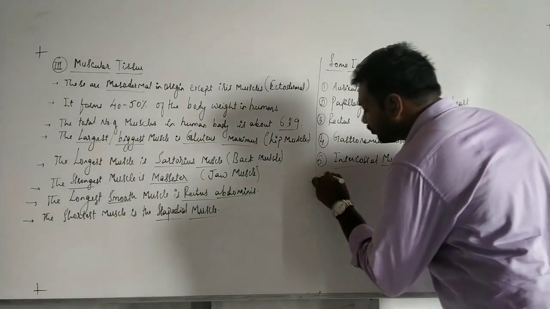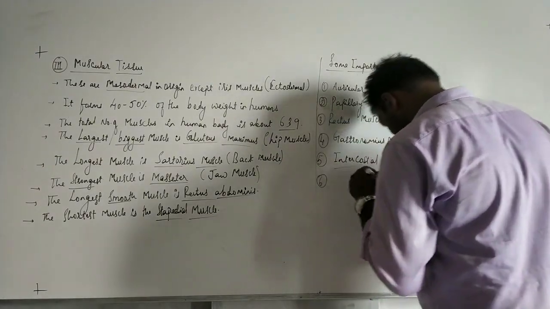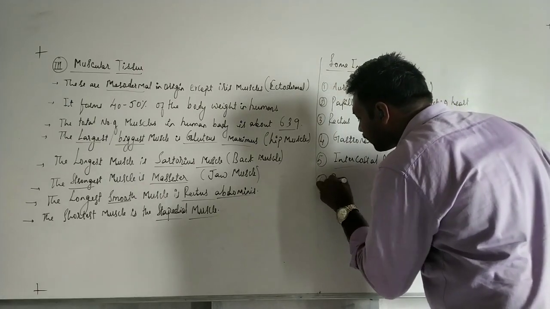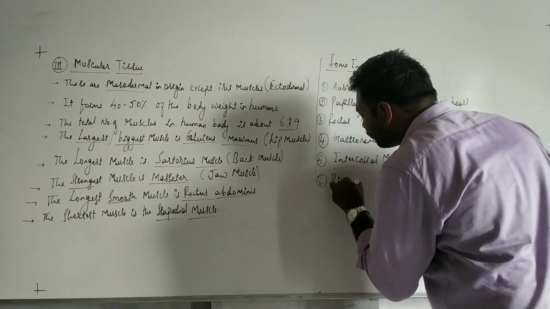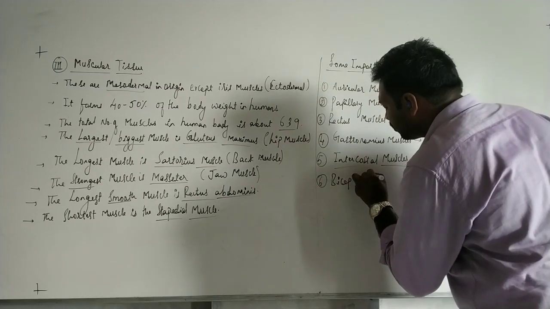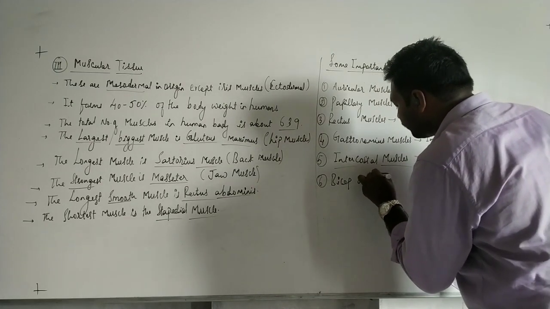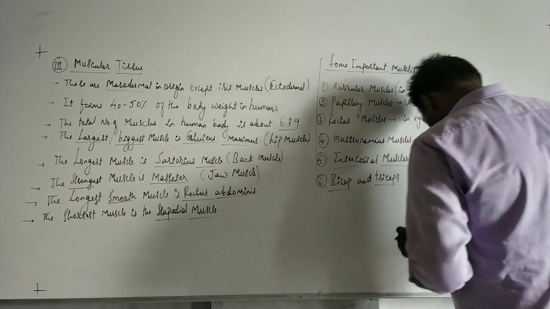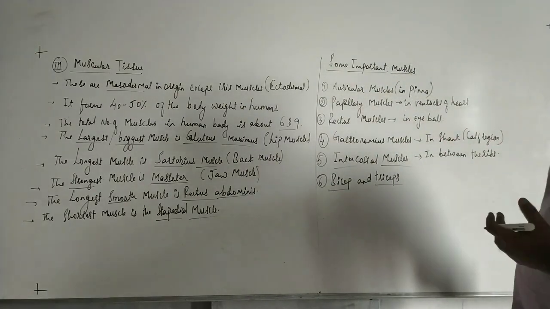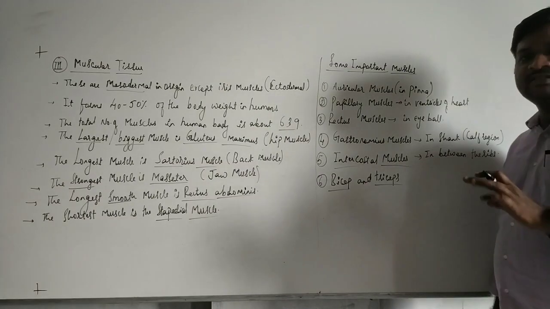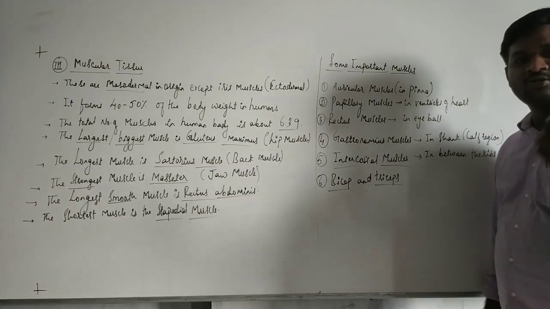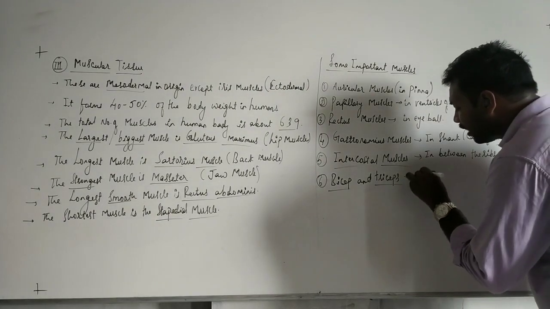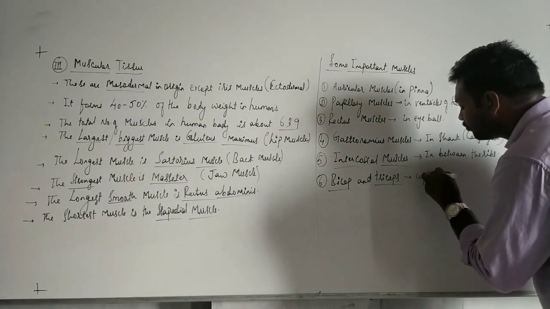The next, sixth type of muscle is bicep and tricep. Okay, and where are they located? In the upper arm. Okay, so when we see bodybuilders also, they show the biceps and the triceps. So they are found in the upper arm.